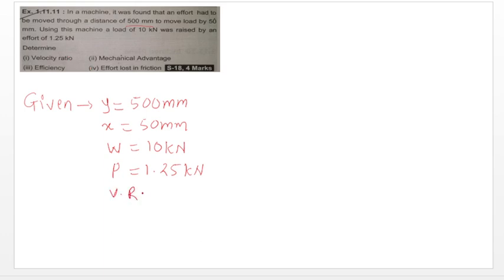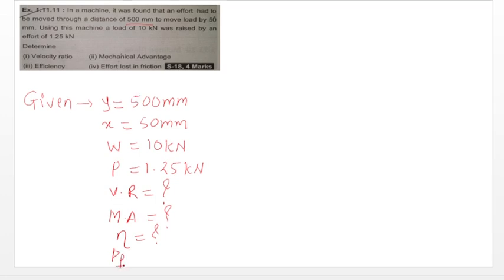What is velocity ratio? Velocity ratio is indicated by V.R. What is the mechanical advantage? Then M.A. is equal to what? Next, efficiency, eta is equal to what? And last one, the effort lost in friction, F is equal to what?